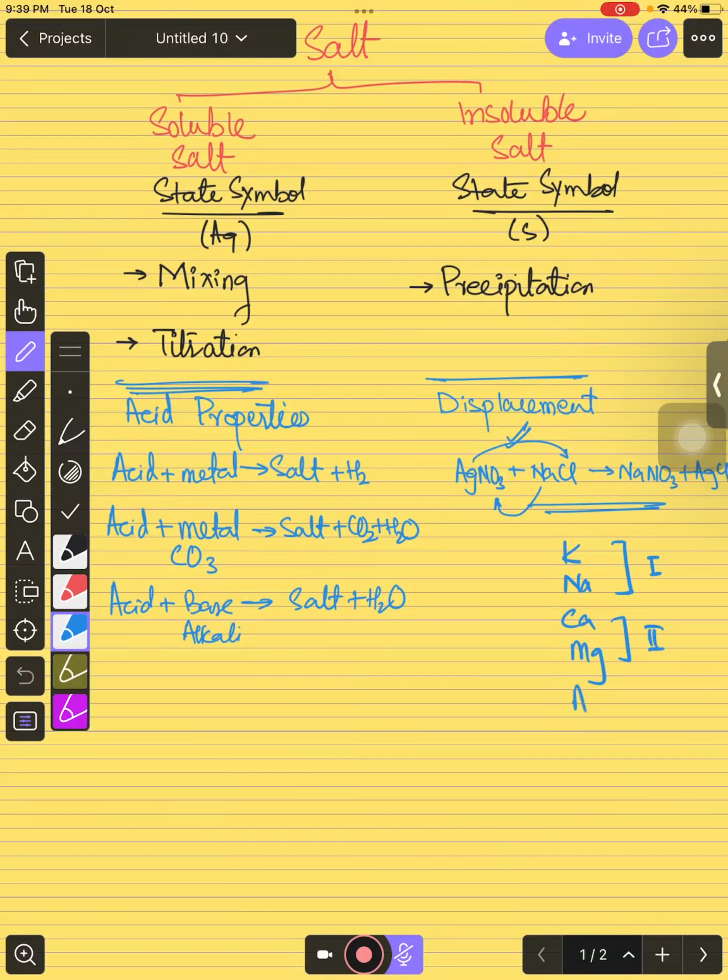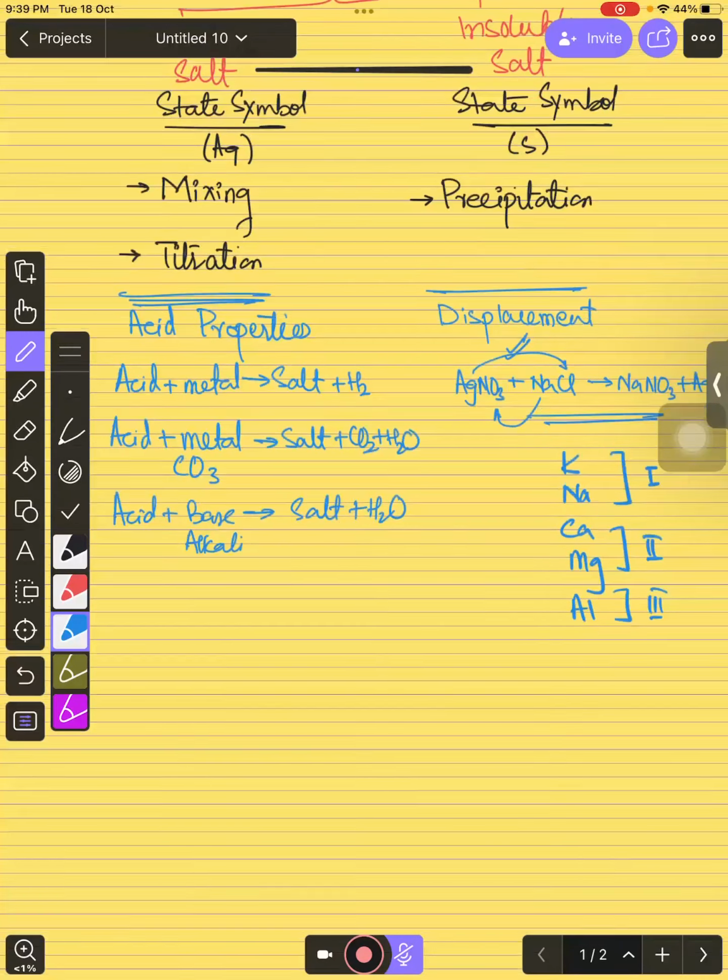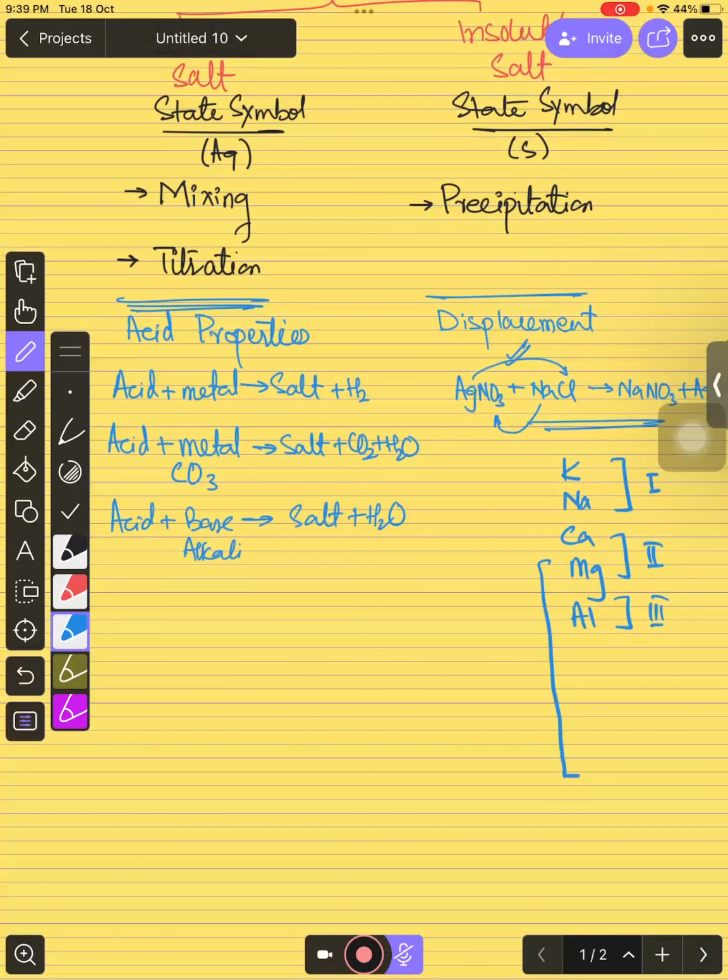And after this, we have aluminum, which is the third group member, so it is reactive. Then after that, we have some transition metals, and I just remember these five metals by the word MAZIL. M for magnesium, A for aluminum, Z for zinc, I for iron, and L for lead. So by this word, you can remember the middle five members, and the last ones are copper, silver, gold. This is the reactivity series that you need to remember.